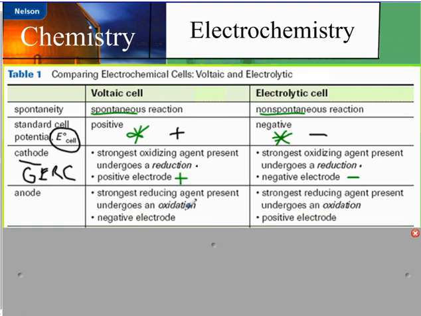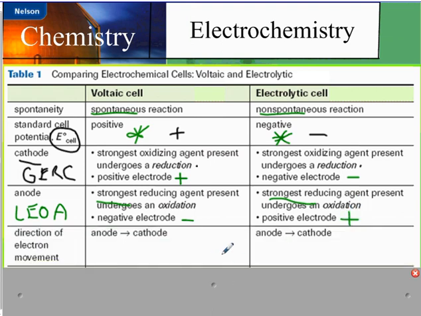At the anode, same for both. The SRA undergoes oxidation. So lose electrons, oxidation occurs at the anode. But again, the sign is changed. So the anode is negative for voltaic. In the electrolytic, the sign is reversed.